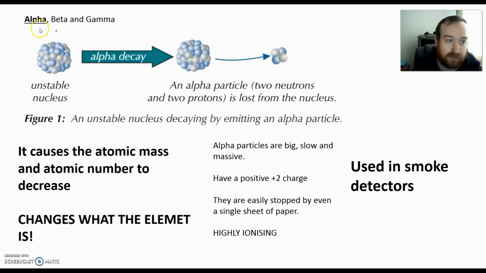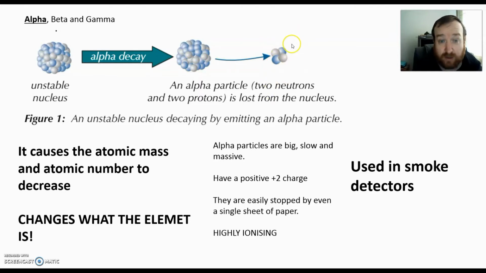So, alpha particles. Here's a little diagram showing alpha decay. We've got some unstable nucleus, some radioisotope, and it undergoes alpha decay, and it changes what this atom is. It will no longer be this thing. So if it was uranium, and it gives out an alpha particle, it will turn into a different element. It will turn into thorium. Let me double check that, but I think it's thorium. And it gives out this alpha particle.